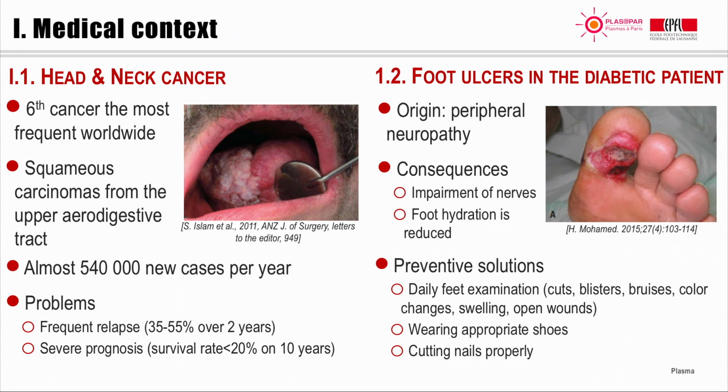Another example is foot ulcers in the diabetic patient. The destruction of the foot tissues can be caused by peripheral neuropathy. The consequences are an impairment of nerves, which induces loss of foot sensitivity and then a higher risk of accidental injury, and also reduced foot hydration, inducing dryness, cracks, and calluses. There exist some preventive solutions combining daily foot examinations, wearing appropriate shoes or cutting nails properly, but all those solutions only improve life quality, they cannot be considered as curative treatments.